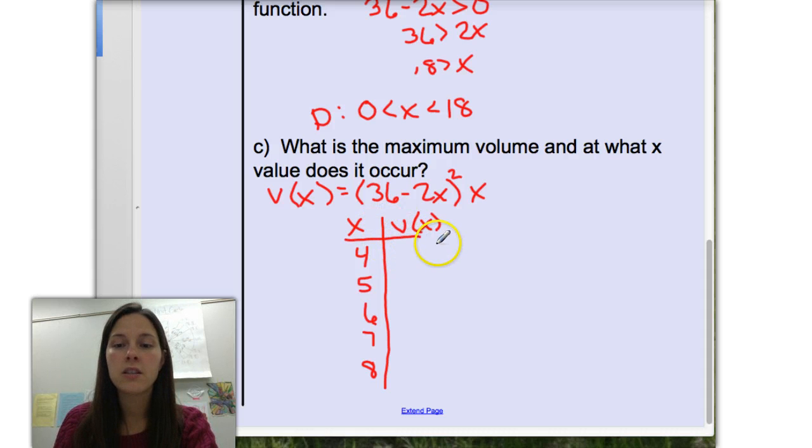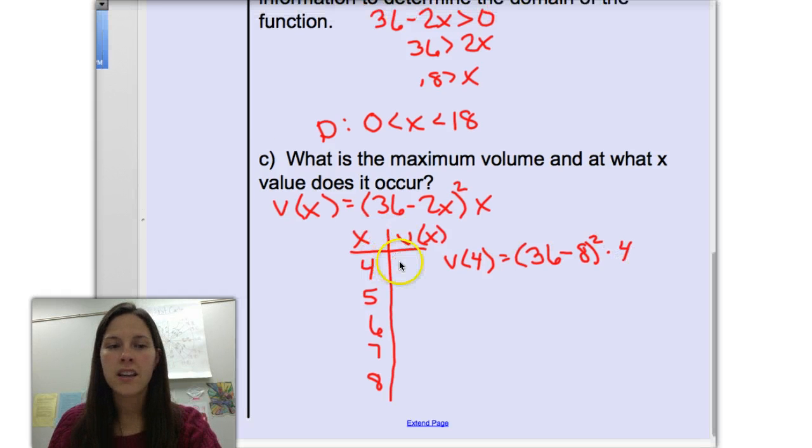So I'm substituting these into the function. I'm evaluating V at 4, which will be putting 4 in for both x's. So I'm going to have 36 minus 2 times 4, which is 8, quantity squared times 4. That gave me a volume of 3136. When I evaluated V of 5, substituting 5 in for x, I got a volume of 3380. This is a good sign that the volume is going up. I didn't already pass the maximum value of x, so it was okay for me to start at 4.